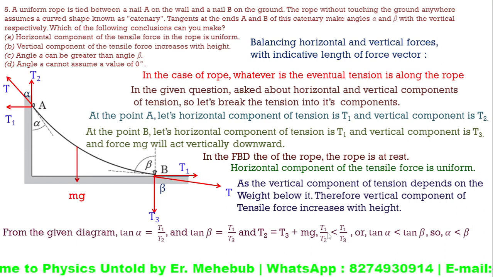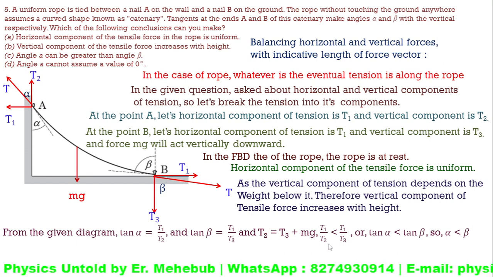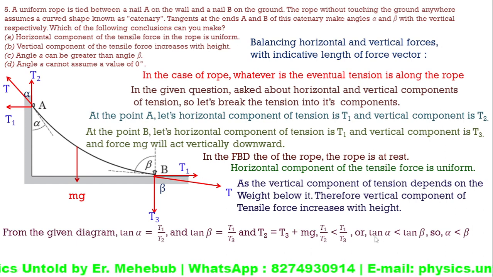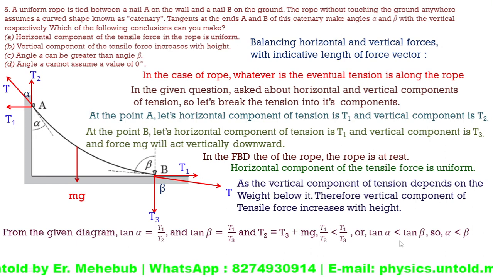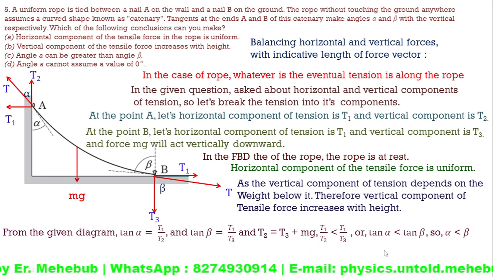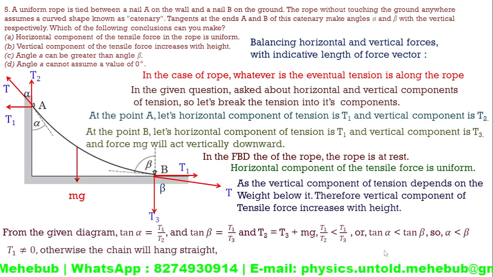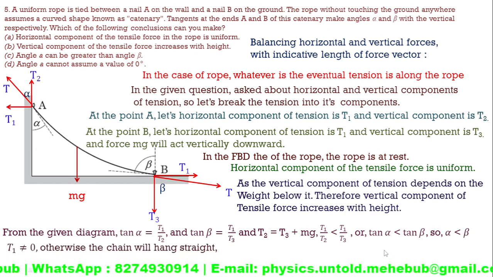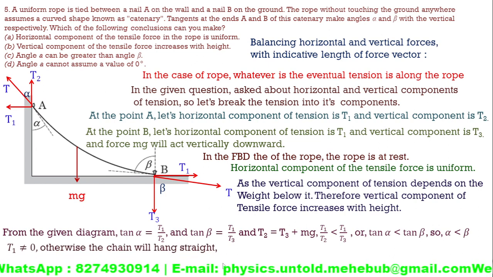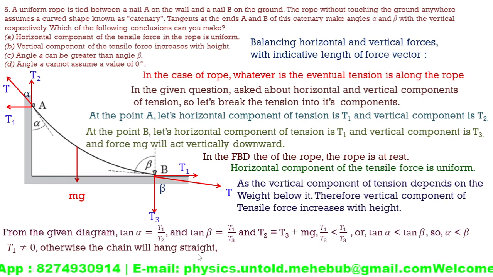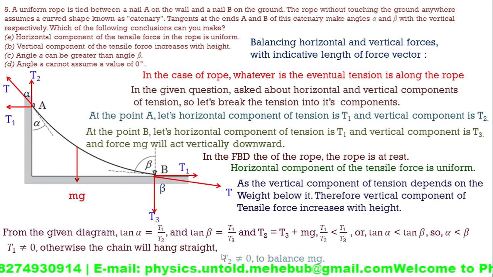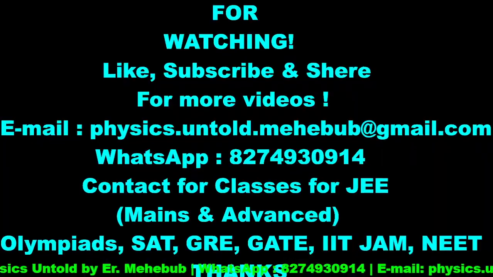Therefore, we can conclude that T1 divided by T2 is less than T1 divided by T3, or tan alpha is less than tan beta. So we can conclude alpha is less than beta. T1 is not equal to 0, otherwise the rope would hang straight, and T2 is not equal to 0.